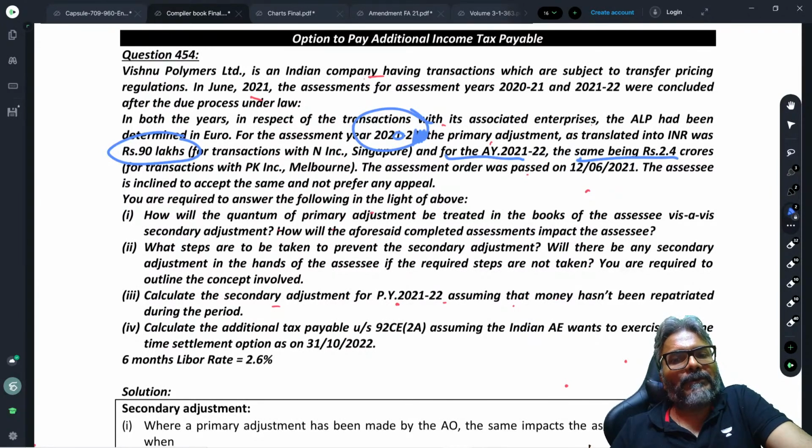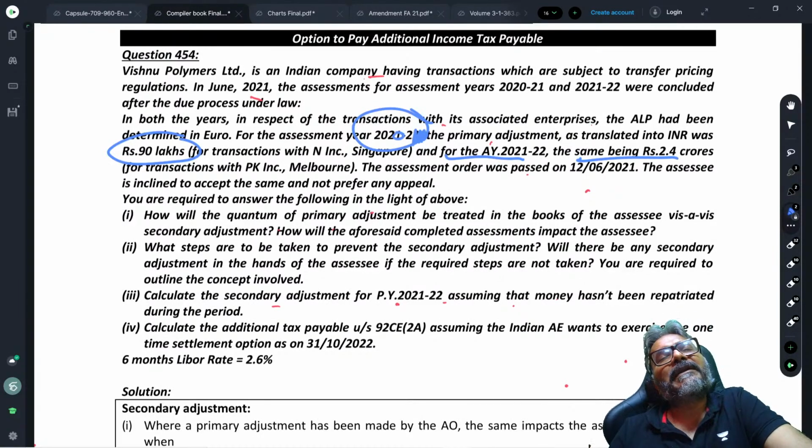And for AY 21-22, the same being rupees 2.4 crores. Clear? Now the assessment order was passed on 12th of June 2021, students. The assessee is inclined to accept the same and not prefer any appeal.